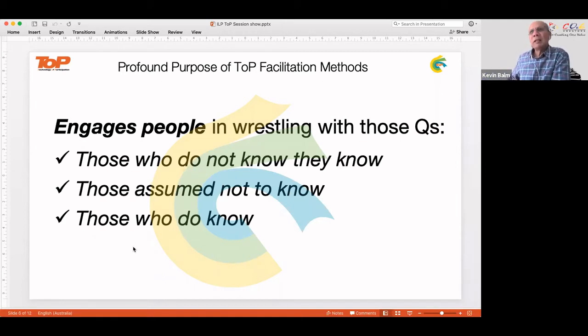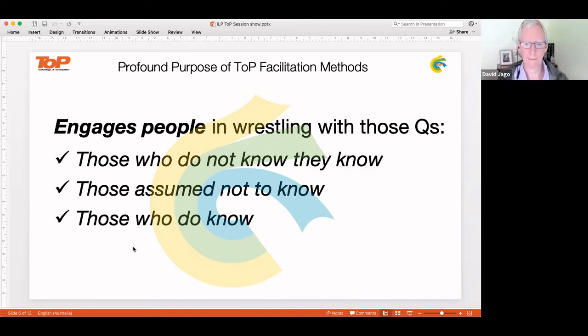For us, and particularly ToP, it's about engaging people in wrestling with the questions, the information, the activity. But what's important is what kinds of people. It's not just those who know, but also those who do not know that they know, as well as those who are assumed not to know. And this is where we find in groups we facilitate, people surprise themselves, or sometimes they surprise their colleagues, their managers, because they were assumed not to have certain information, insight, experience, and they're delighted that they've come through it.